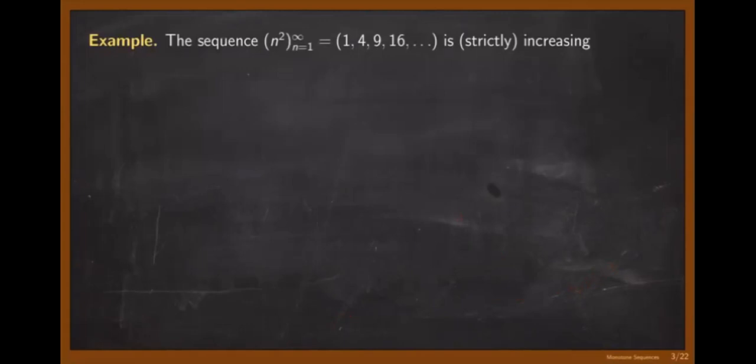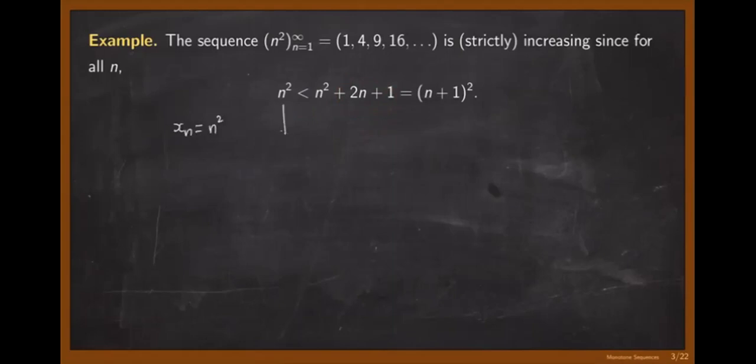For example, the sequence whose nth term is n squared, the terms are 1, 4, 9, 16, and so on, is increasing. In fact, it's strictly increasing. To verify that it is really increasing, take note that for all n, n squared is strictly less than n squared plus 2n plus 1. Kasi yung 2n plus 1 na to ay positive, right? For all n greater than or equal to 1. So if I add it to n squared, the value will increase. But that thing is the square of n plus 1. Meaning, kung tatawagin mong x sub n yung n squared, itong term na ito, ito yung x sub n, ito naman yung x sub n plus 1. As you can see, x sub n is strictly less than x sub n plus 1. Kaya nga yung n squared ay strictly increasing.